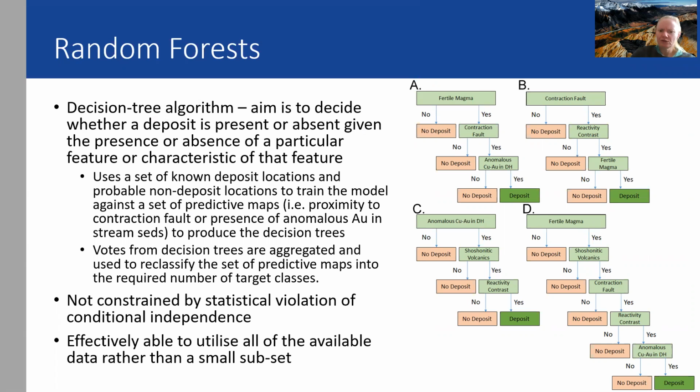And then it aggregates all of these decision tree votes together to reclassify the entire set of predictive maps into the required number of target classes, which in this case is 2. And the target classes are deposit or non-deposit, or prospective and unprospective. Now, random forests aren't constrained by the same conditional independence issue that the weights of evidence method has. So we are able to more effectively utilise all of the available data rather than just a small subset. So we can use all 33 valid predictive maps rather than just the 9 that were selected to go into the weights of evidence model.